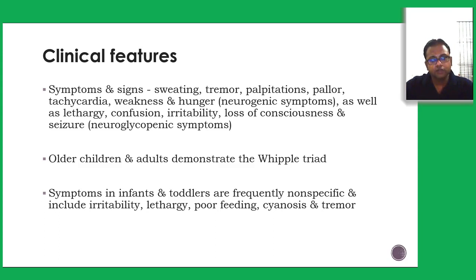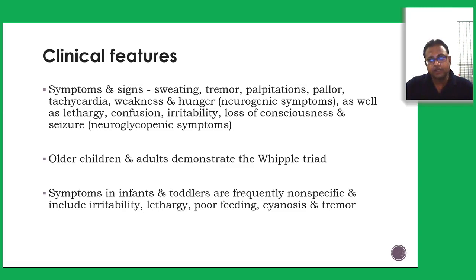Symptoms can be mainly divided into two. One is due to sympathetic stimulation. So they can have sweating, tremor, palpitations, pallor, tachycardia, weakness and hunger. These are called neurogenic symptoms. And other symptoms are due to lack of glucose to the brain.